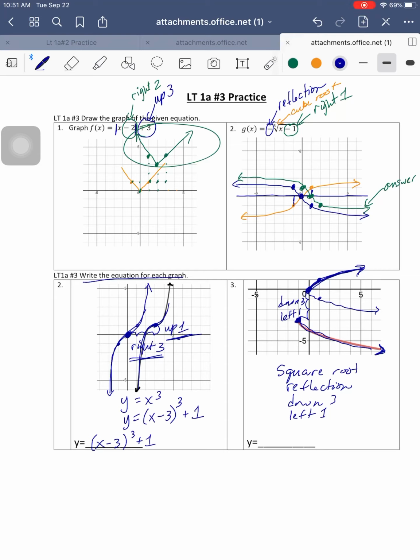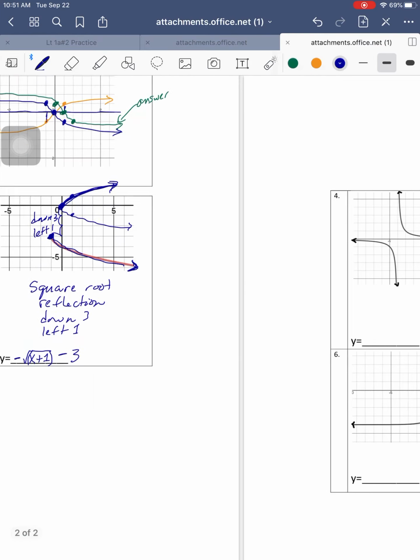And to show each one of these, we have reflection. That's right after the equal sign is a negative. This is a square root function, so square root symbol. Left 1 will be x plus 1 inside. You can put it in parentheses if you like to show that x plus 1 is all underneath the square root. And then down 3 is on the outside, subtract 3.